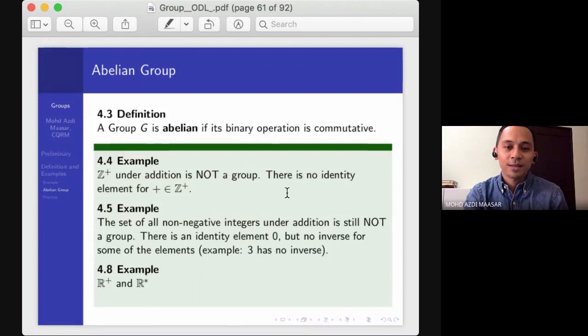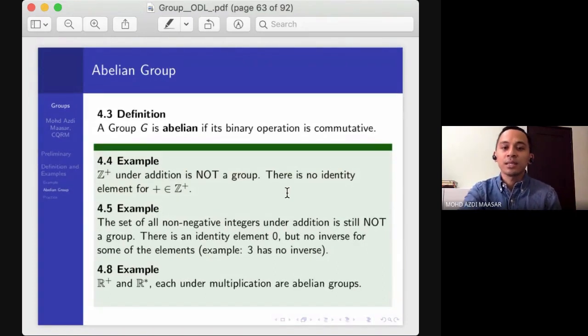In 4.8 example, we consider the set of positive real numbers R plus and the non-zero real numbers R star, each under the binary operation of the usual multiplication. Both of these are groups. We can check that these two satisfy the conditions of the set becoming a group.